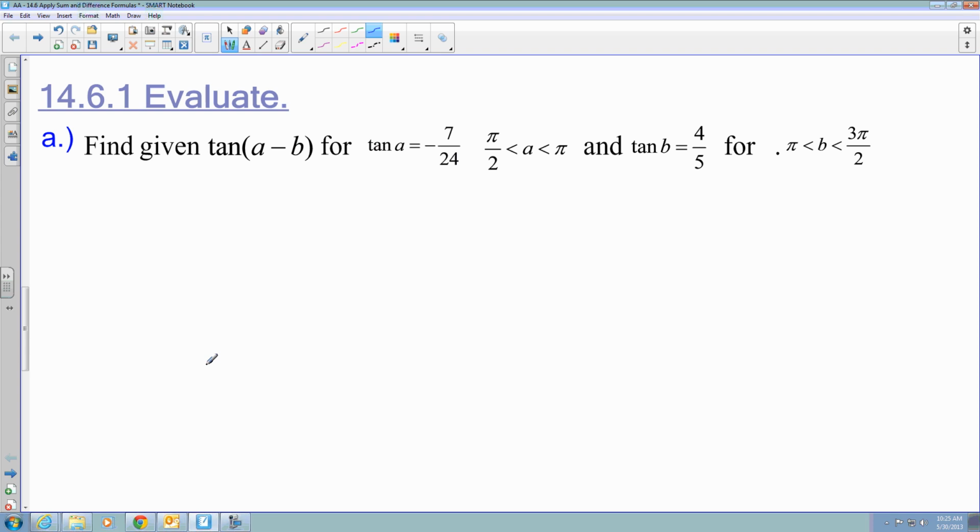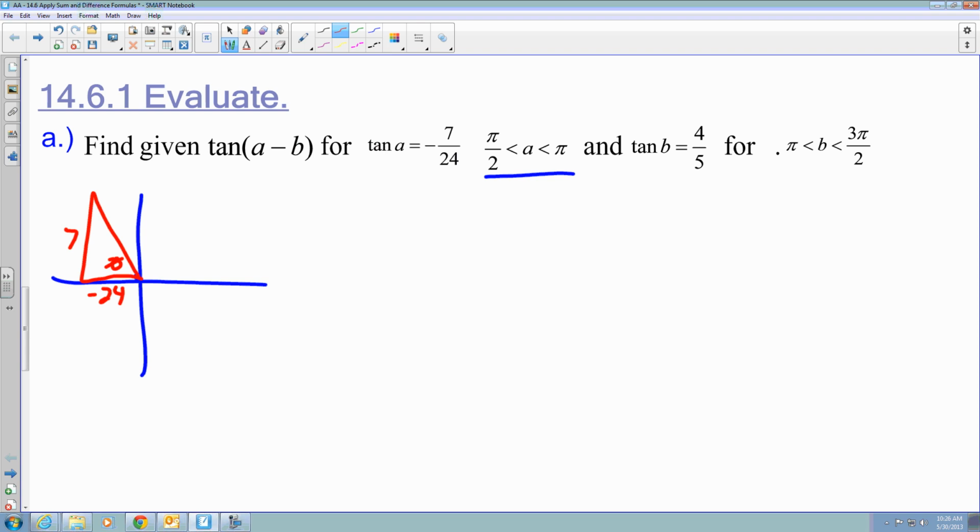So if I were to draw this on a graph, say for negative 7 over 24, they're telling us that it's in quadrant 2 because it's in between 90 degrees and 180. So that means I could draw a triangle looking like this. And tangent is opposite over adjacent, so if this is my theta in this case, opposite is 7 because it's going upward in a positive manner, and then adjacent is the negative 24, which is going in the negative x value.